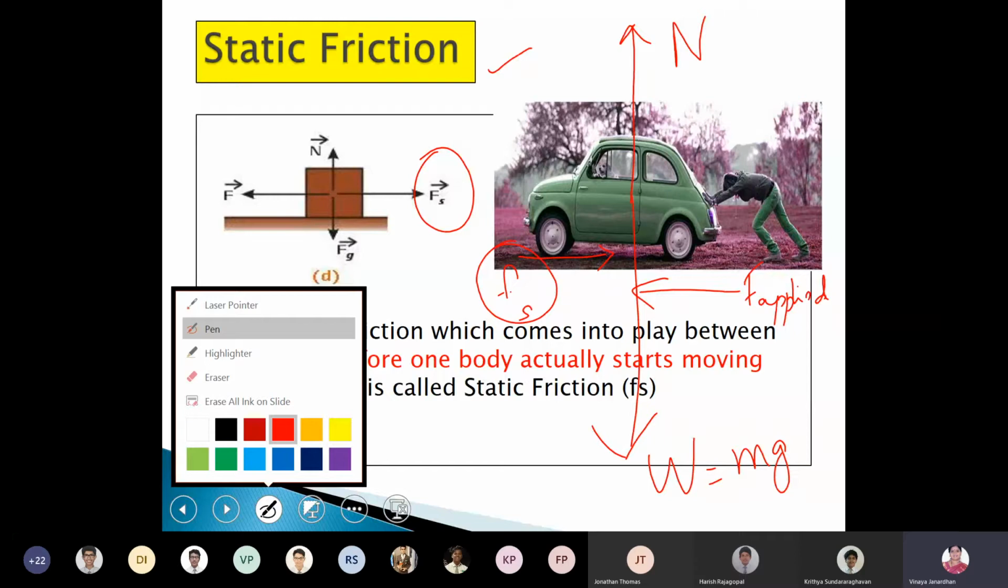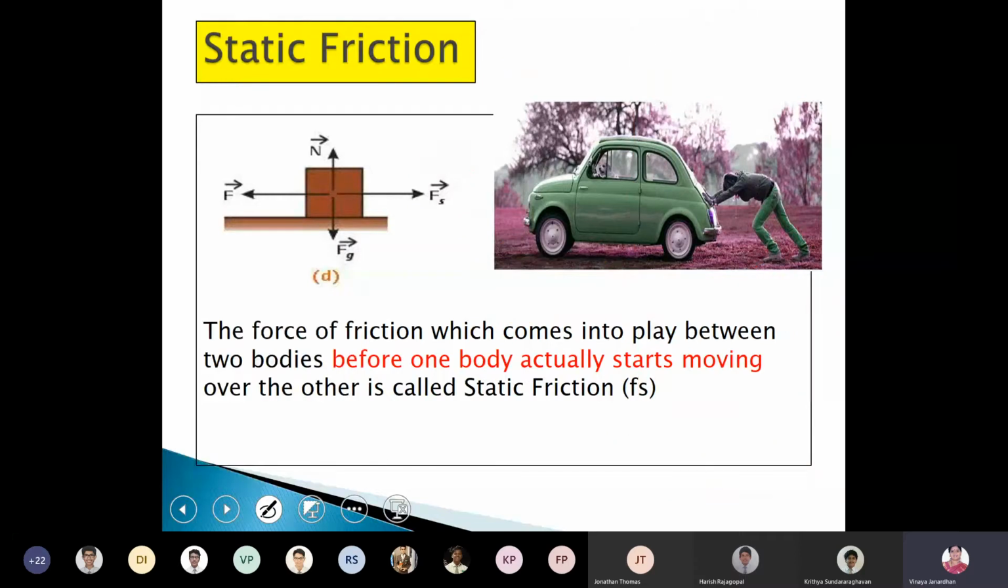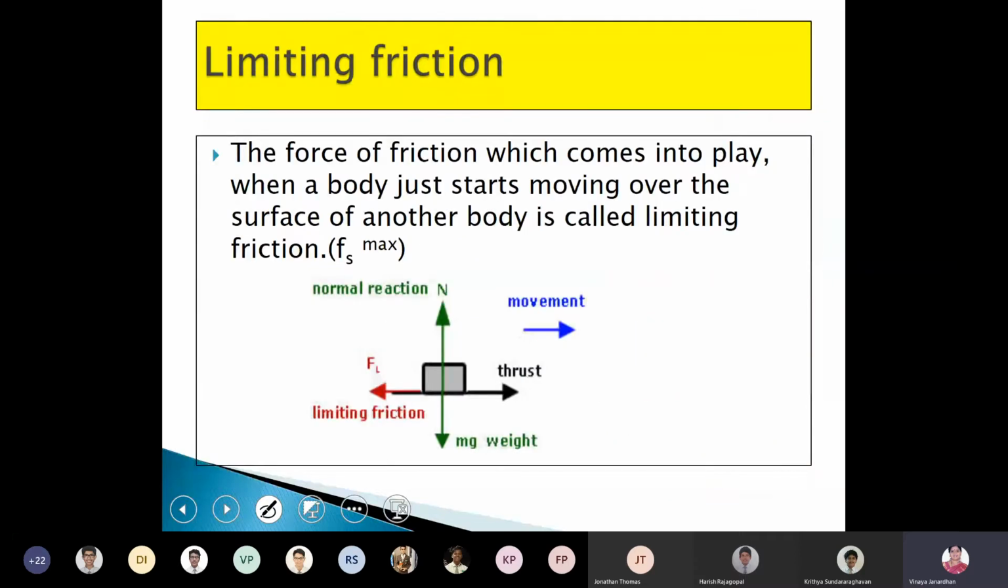I think you don't require to write. Just I'll go for limiting friction. Now look at the limiting friction. The force of friction which comes into play when a body just starts moving over another surface is called the limiting friction. So that is, you are applying a force on a body.